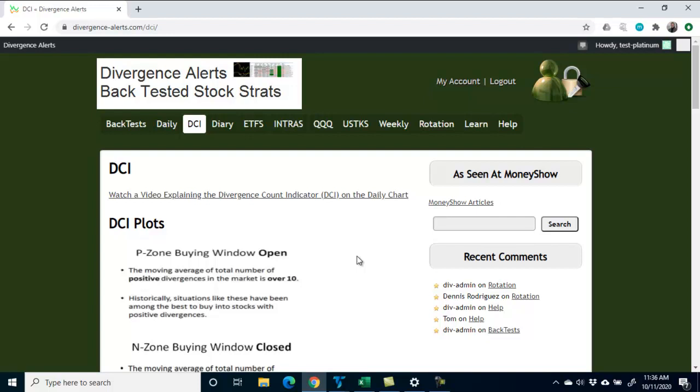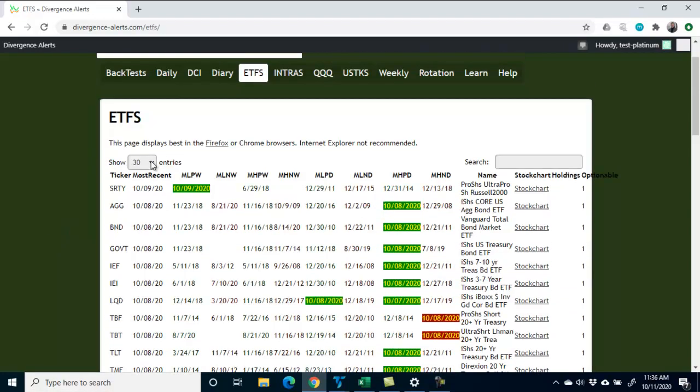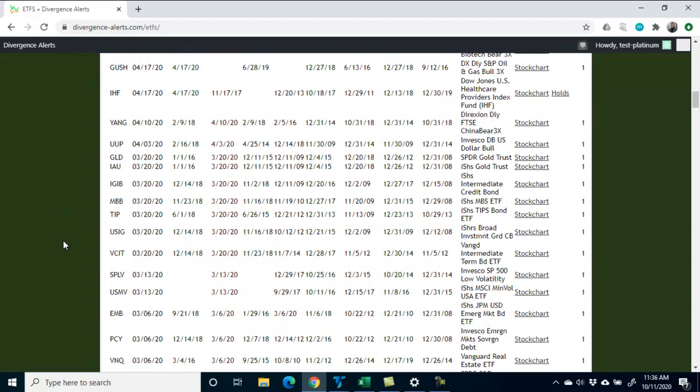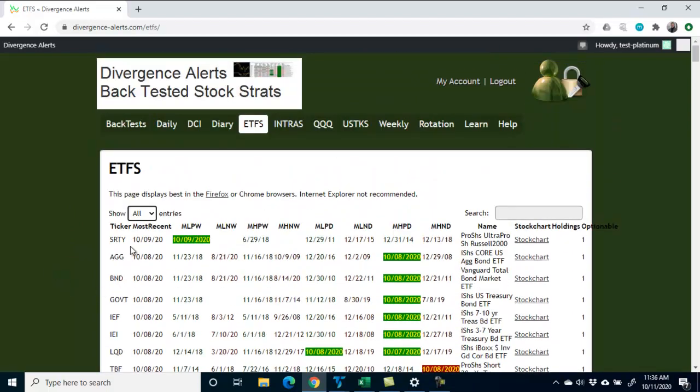You could take a top-down approach and look at the ETFs. So going to the ETFs page, this brings up a matrix. This matrix has tickers down one side, and it's got more entries than 30, so on almost all of these, you have to immediately hit all, and it will flesh out the complete list of ETFs. Each of these columns is a different type of MACD divergence signal.